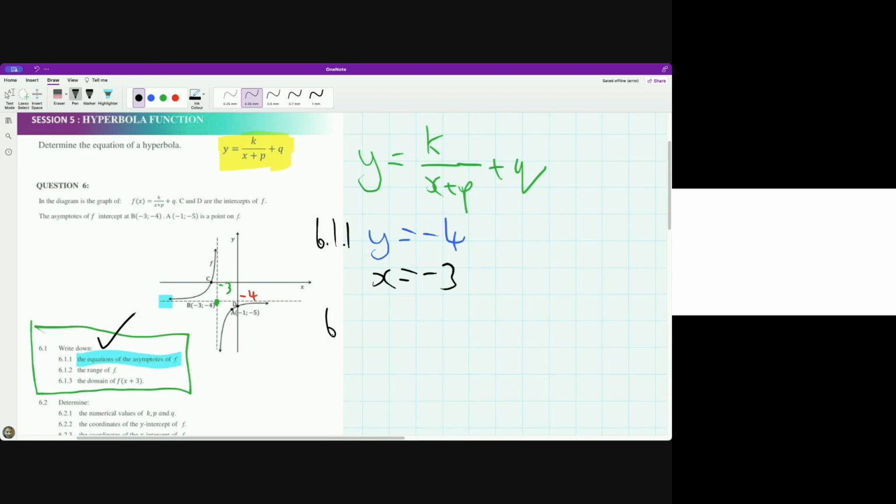Okay, now 6.1.2. What is the range of f? So the range just concerns the y values that are allowed, and all of the y values are allowed except the y value is not allowed to cross this line, or hit that line, which is -4. So all we write is y can be any real number, but it cannot be -4. So that one is that one over there. Okay, thumbs up if you got that.